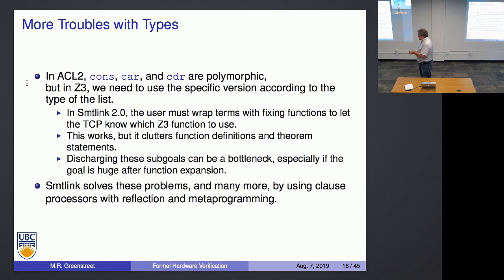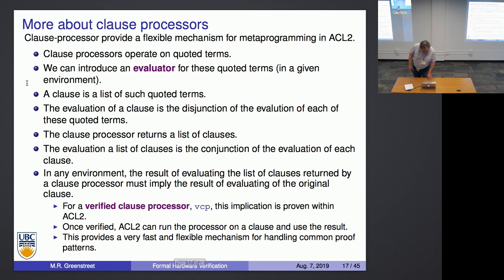So we note that the problem is that functions like cons, car, and cdr are polymorphic in ACL2, but in Z3 we need specific versions. In Smtlink 2.0, the user wraps terms with fixing functions to let the trusted clause processor know which one to use. It works, but it's cluttering, and discharging the subgoals that it produces can be a bottleneck. So what we're going to do is use reflection and metaprogramming so that you can build your own type inference engine, figure out what all the types are, figure out that it's safe to apply the fixing, that applying the fixing function doesn't change the meaning of the term, and all these kinds of things. That runs very, very fast, and then we get rid of this problem.